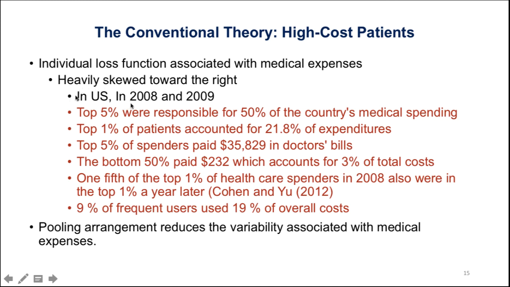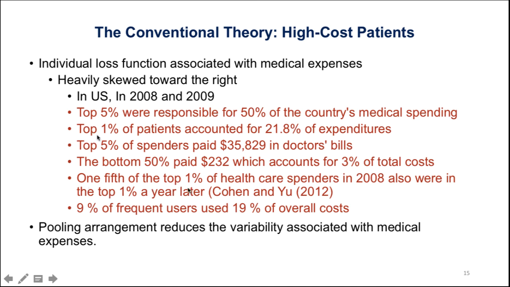In the United States in 2008 and 2009, the top 5% of those regularly using healthcare were responsible for 50% of the country's medical spending, and the top 1% of patients accounted for 22% of expenditure. The top 5% of spenders paid about $36,000 in doctor bills, and the bottom 50% only paid $232, which accounts for 3% of the total. So basically the top 5% pay 50%, and the bottom 50% pay 3% of the total. This means that we have very skewed healthcare expenditure.